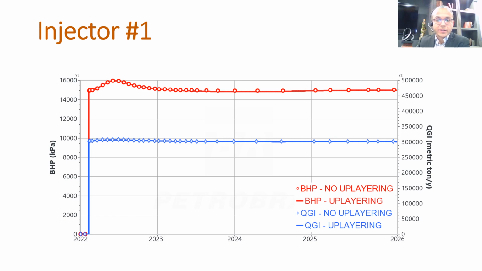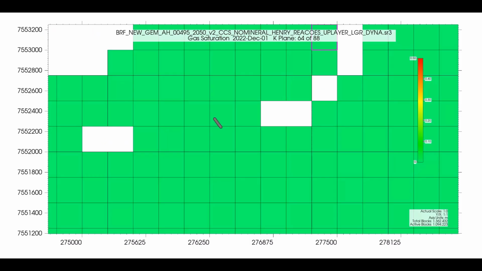Just to compare the results before and after the up-layer, these are the results for the bottom hole pressure in the injector well and the injection flow rate of CO2 in metric tons per year. We can see that the bottom hole pressure and the injection rate are favorably comparable between the original and the up-layer model. Just another example of the dynamic grid refinement following the evolution of the CO2 plume, now in a top view.